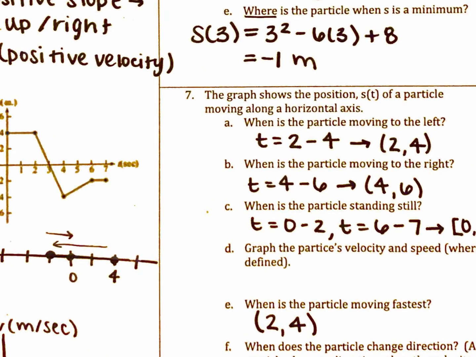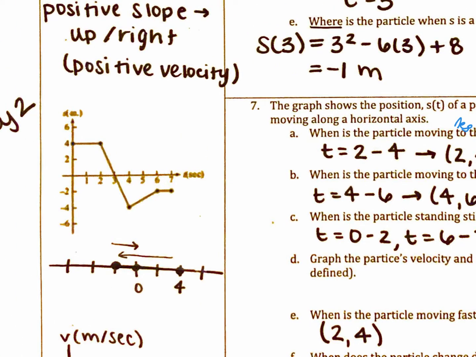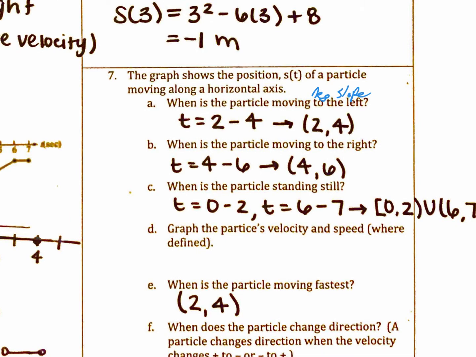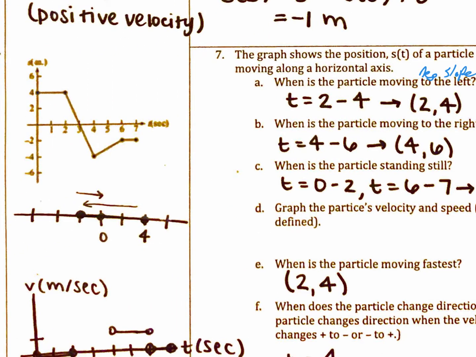When is the particle moving to the left? Well, that means we have a negative slope. Well, this particle has a negative slope on that section of the graph from 2 to 4. So we'd write that as an interval 2, 4. When is the particle moving to the right? Well, that means we'd have a positive slope. If I look back at my graph, looks like right here from 4 to 6.